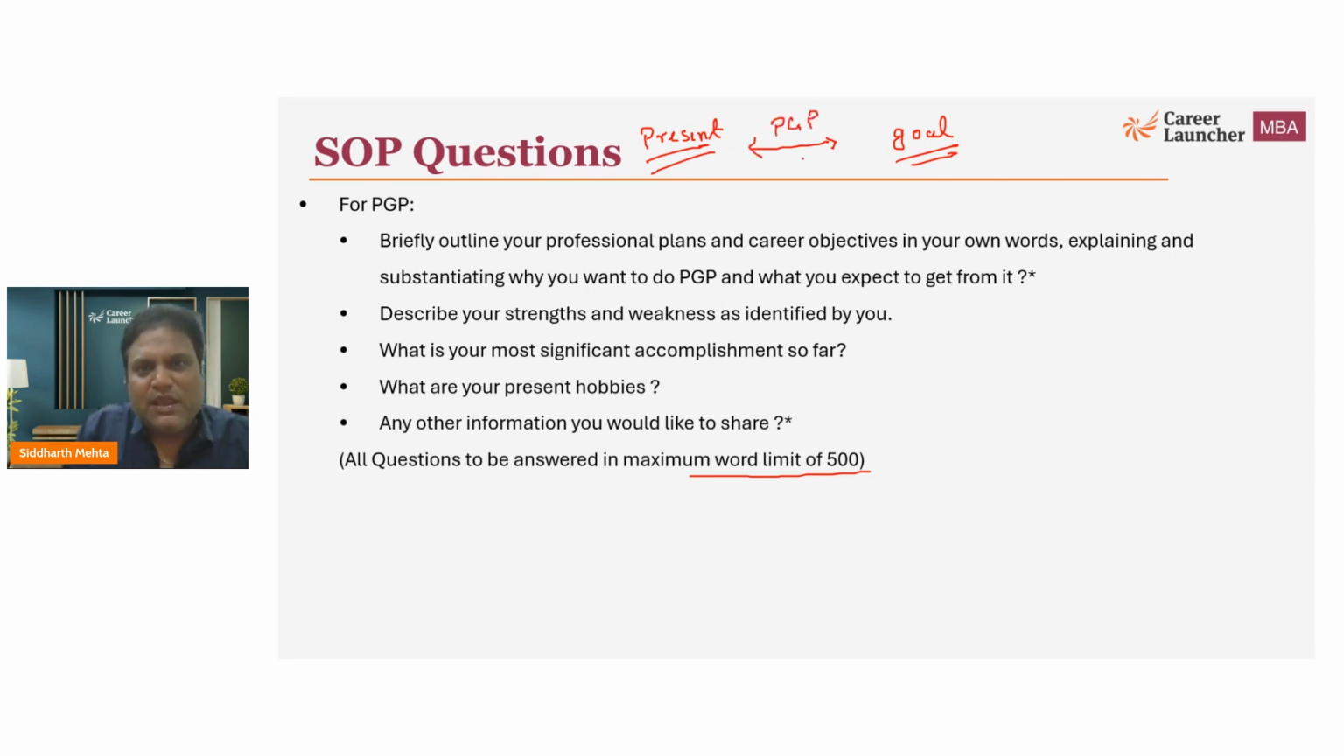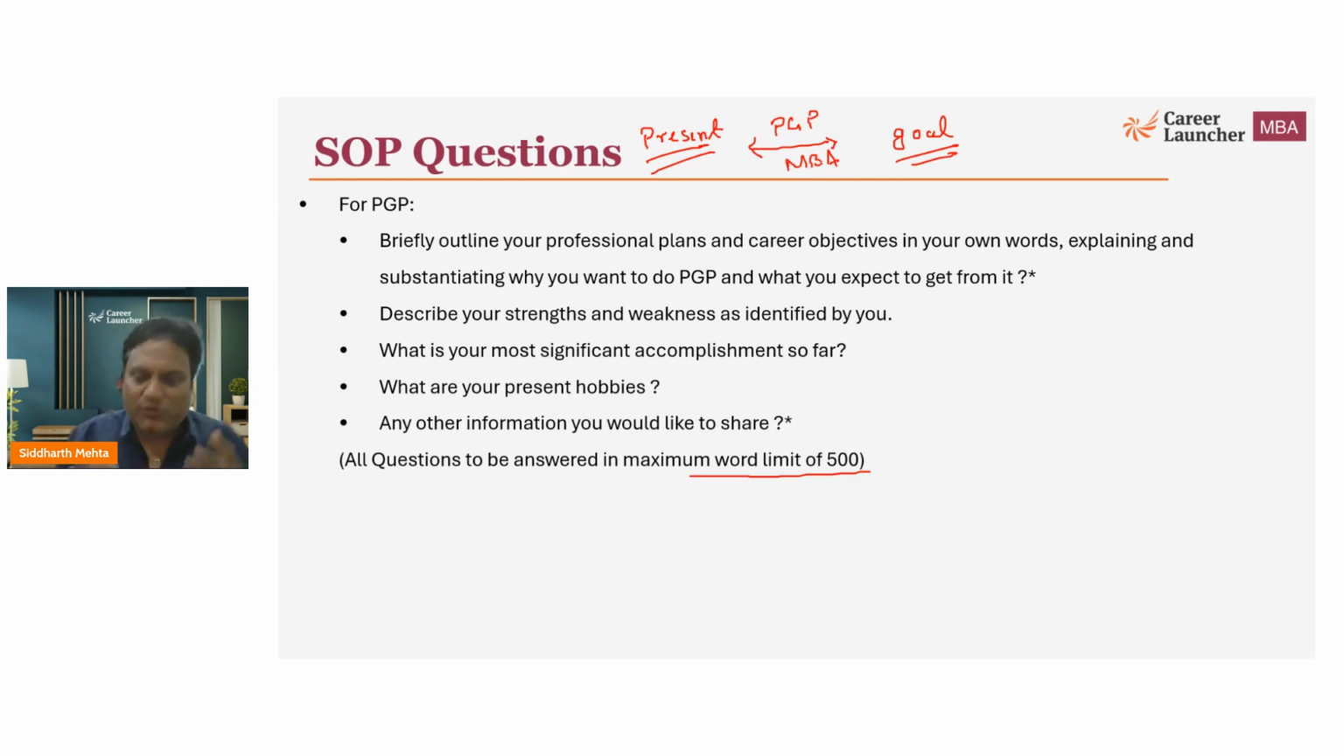PGP or MBA is the most suitable path depending on your personality and your present. That is the basic structure of any SOP. The first question of the SOP is basically this: you have to think about what your goal is, your long-term goal and short-term goal.